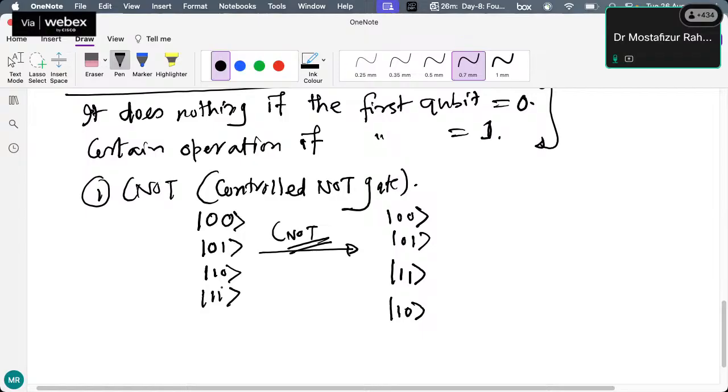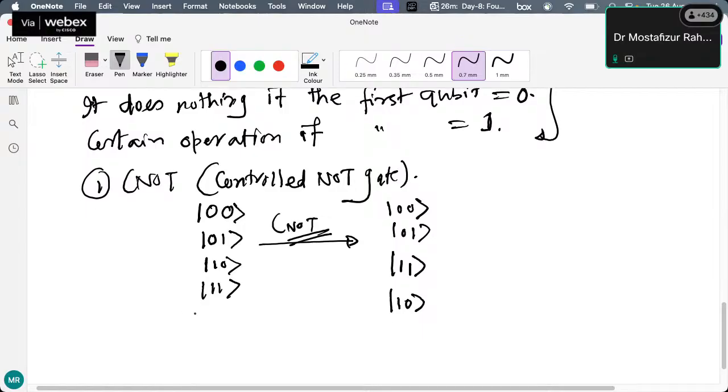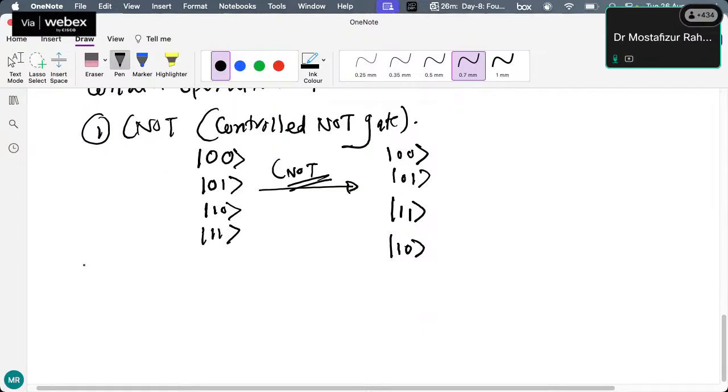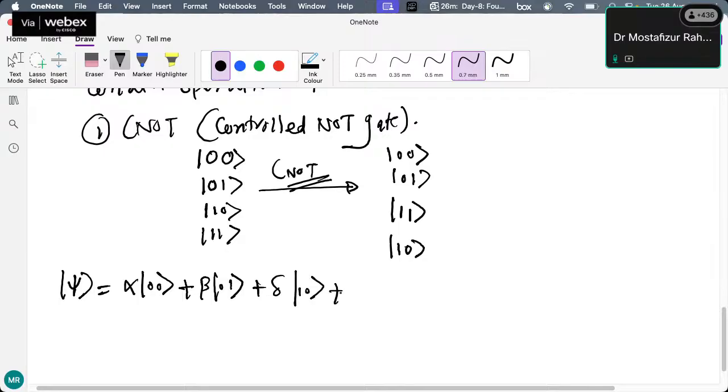Logical operations, right? So what effectively we have done is, if we have a composite quantum state Ket psi, we define it by alpha 00 plus beta 01 plus gamma 10 plus delta 11, right?